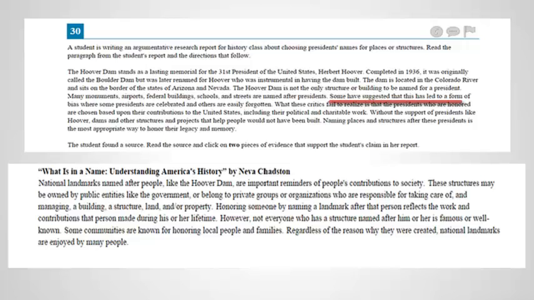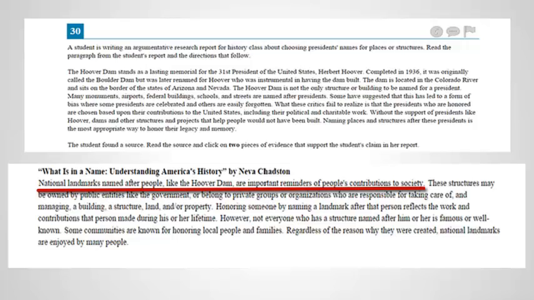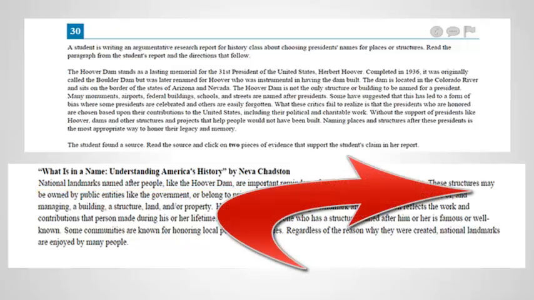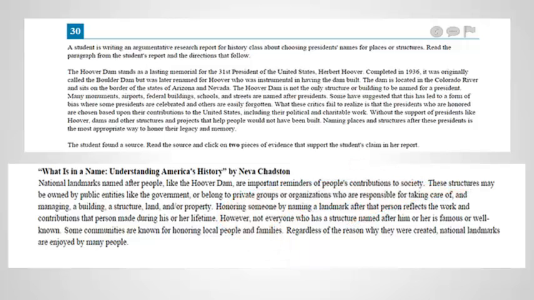Then there is the counterclaim. Some have suggested that this has led to a form of bias where some presidents are celebrated and others are easily forgotten. The claim here is, naming places and structures after these presidents is the most appropriate way to honor their legacy and memory. Once students know this, they should be able to pick out the 2 pieces of evidence that support the claim. National landmarks named after people are important reminders of people's contributions to society, and honoring someone by naming a landmark after that person reflects the work and contributions that person made during his or her lifetime.